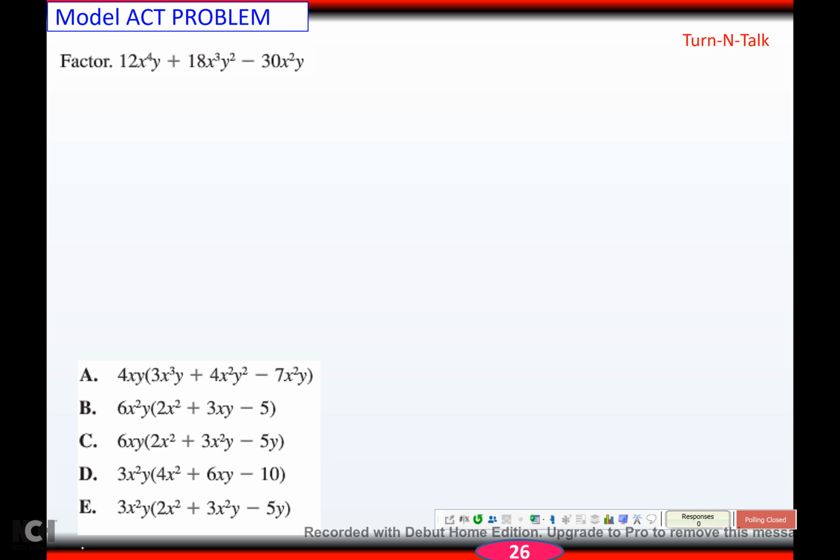Alright, so you tried this one, hit pause, come back when you're ready. And hopefully you got B. Okay, I'm looking at this and there's 3 terms, so I'm thinking always first check for GCF. And I'm looking at a 12, an 18, and a 30. I'm going to start with the smallest number. 12 doesn't work. 11, no. 10, no. 9, no. 8, no. 7, no. 6, yes. So 6 is going to be my GCF.